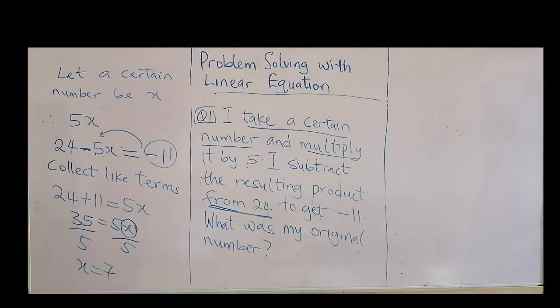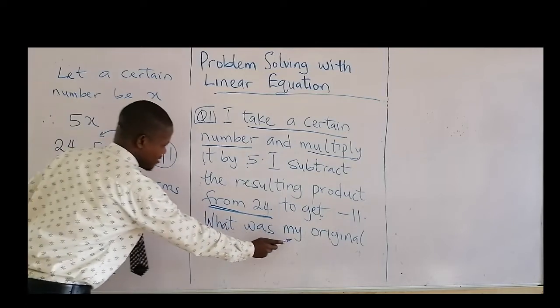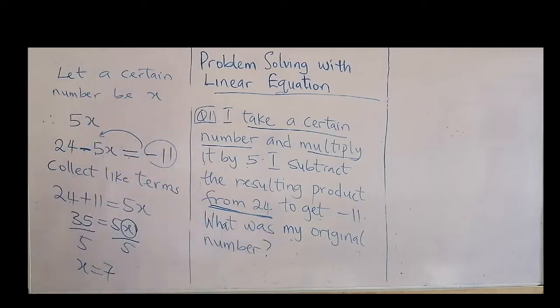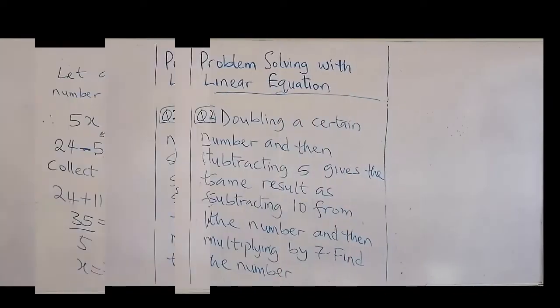So that's the answer. Then the final thing you do is to talk back in the sentence form of your answer. My original number is 7. Now we have finished the question. Let's see question 2.